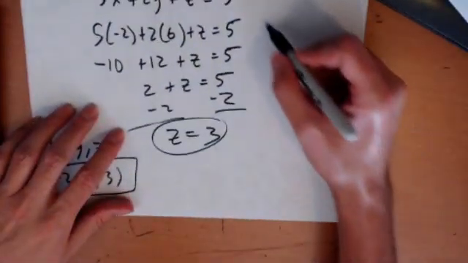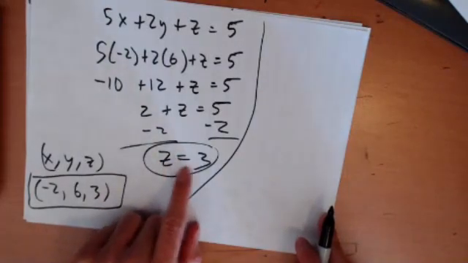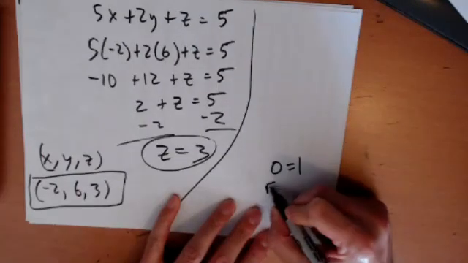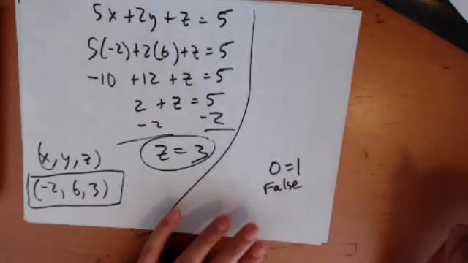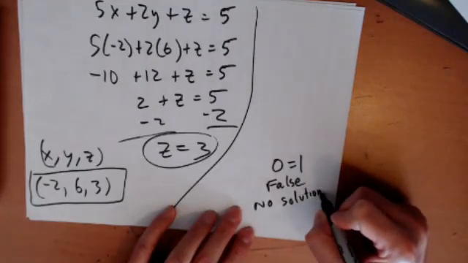Okay, so there's 1 or 2 problems that I assigned. As you're doing them, something weird might happen. You see how we solved them? We got z equals 3. What if you get something like 0 equals 1? Something false. Then you would just say there's no solution.